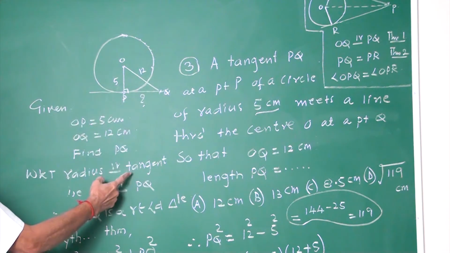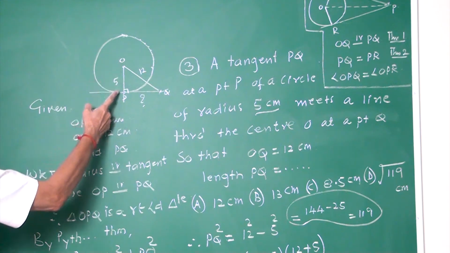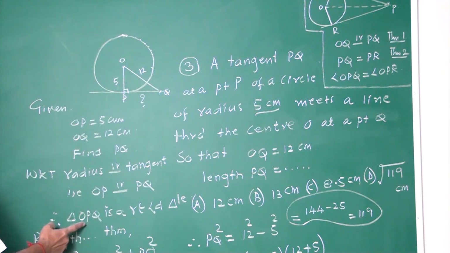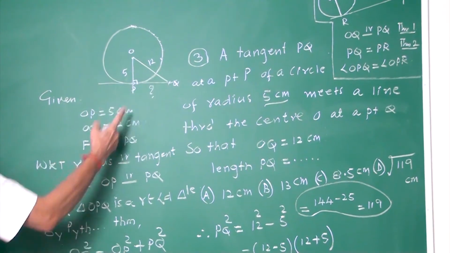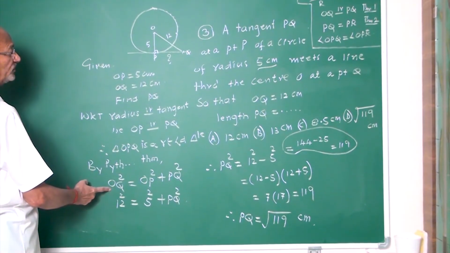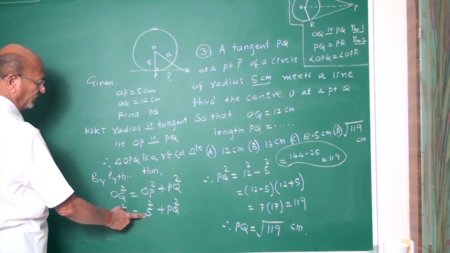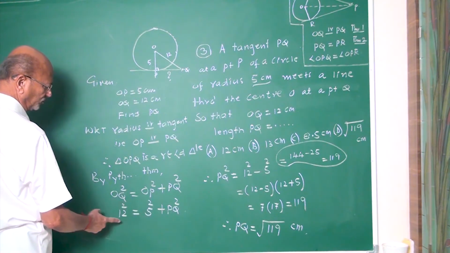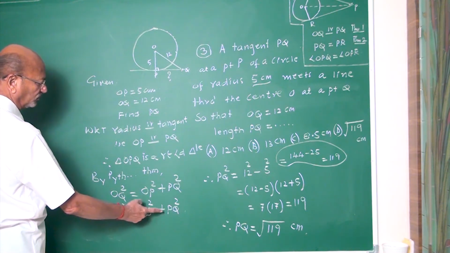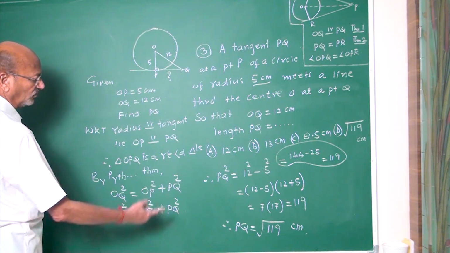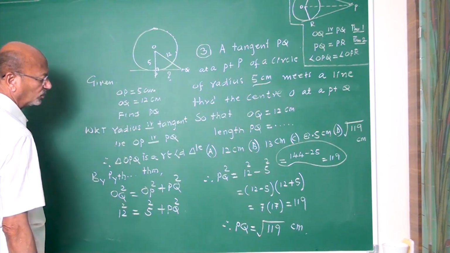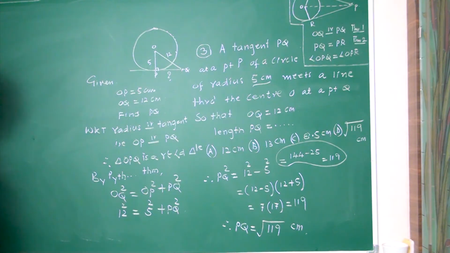Radius is perpendicular to the tangent. So OP is perpendicular to PQ. It is a right-angled triangle. Right-angled triangle means the great friend, Pythagoras theorem. Hypotenuse: OQ square equal to OP square plus PQ square. Given 12 square, given 5 square plus PQ square. Otherwise, you write 144 minus 25, which is 119. What is PQ? Square root of 119 centimeters.